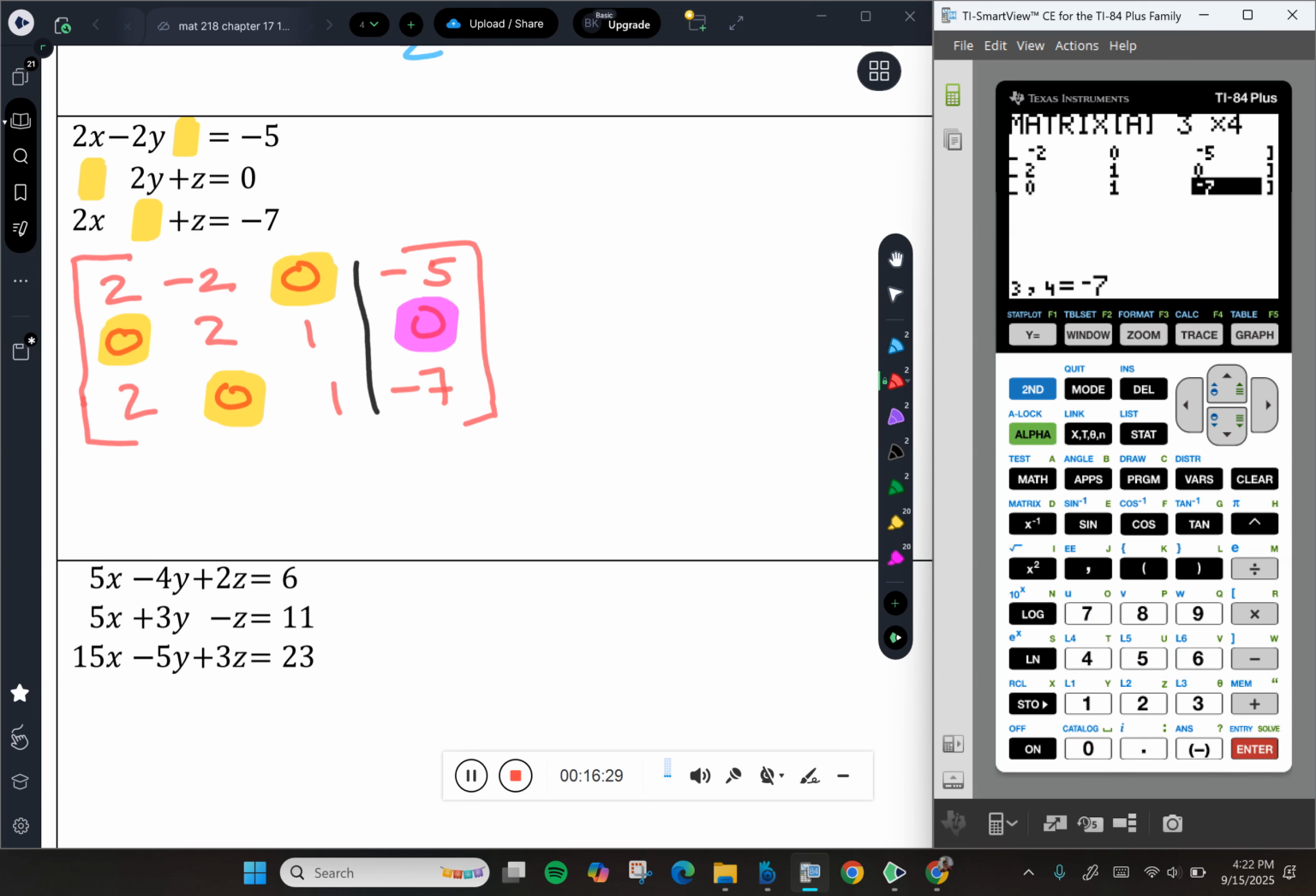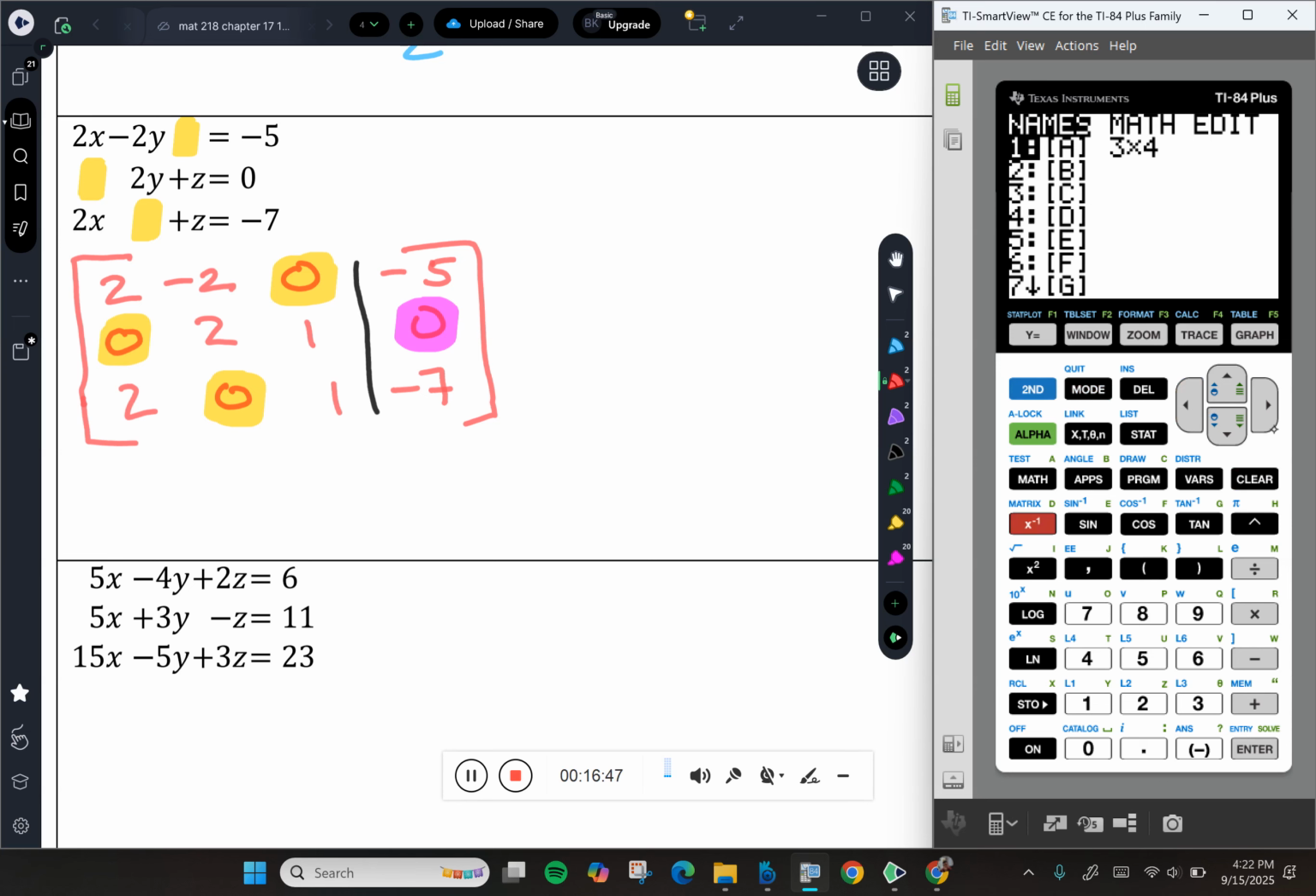Again, I'm going to check my work. Last column, -5, 0, -7, that's good. Third column there is 0, 1, 1, that looks good. -2, 2, 0, that looks good. And 2, 0, 2, that looks good too. Okay. I'll quit out of there.